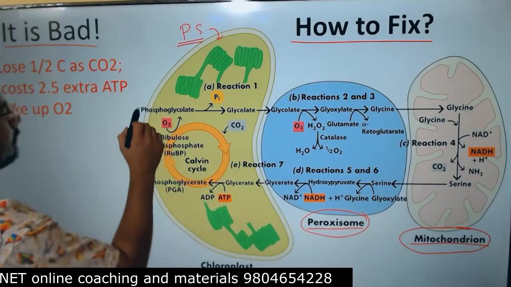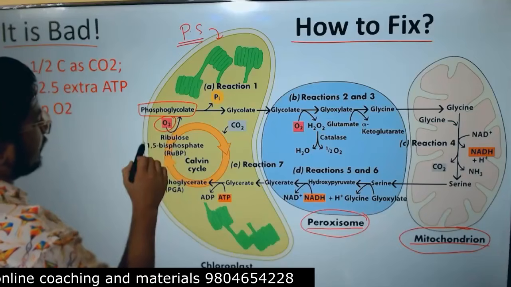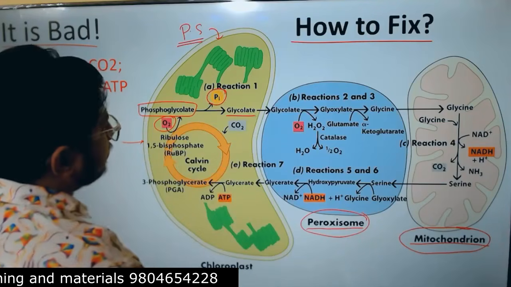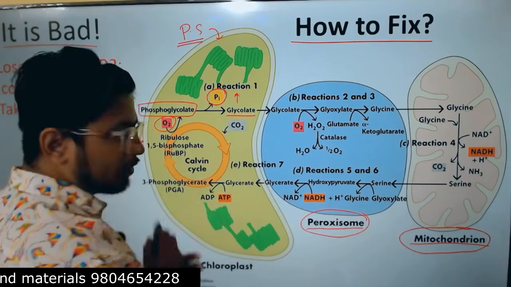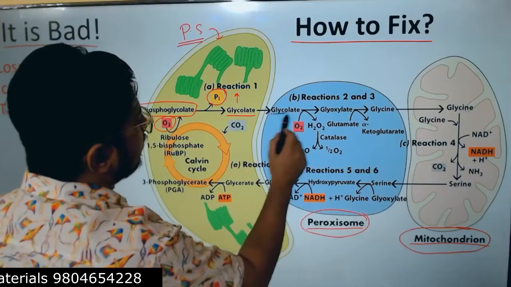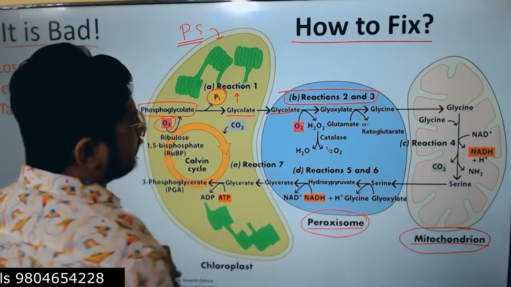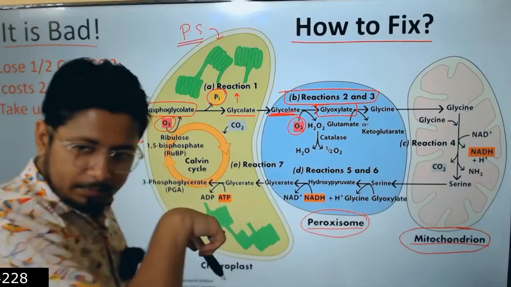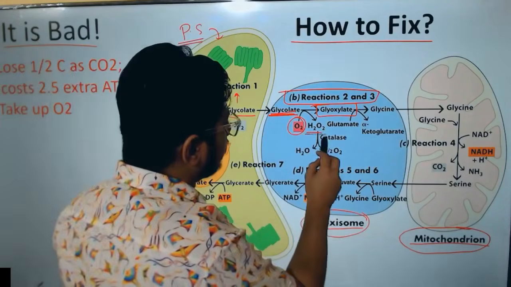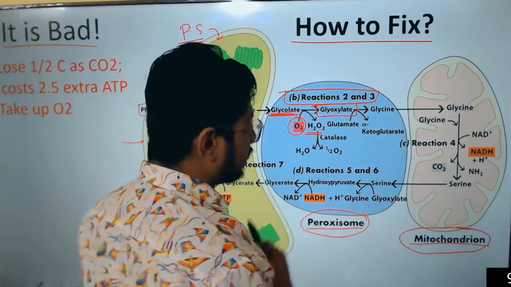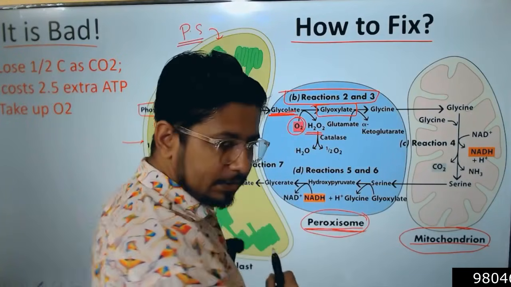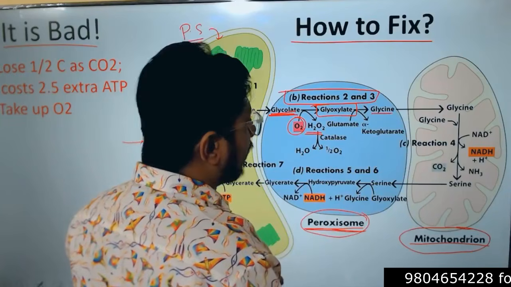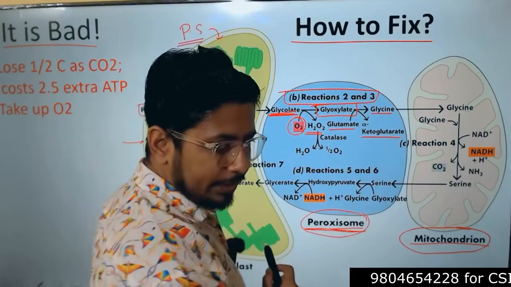So see what happens. Phosphoglycolate is produced because of oxygen fixation by the Rubisco enzyme. Now this phosphoglycolate is converted to glycolate in the very first reaction that is also done in the chloroplast stroma, and this glycolate is transferred into the peroxisome. Now comes reaction number 2 and 3 where the glycolate is converted to glyoxylate. Another molecule of oxygen is used and oxygen is reduced to hydrogen peroxide, which is toxic, and hydrogen peroxide is present in the peroxisome. That's why it's done in the peroxisome. Glyoxylate is converted to glycine by converting glutamate into alpha ketoglutarate.